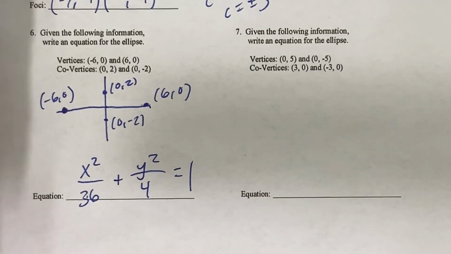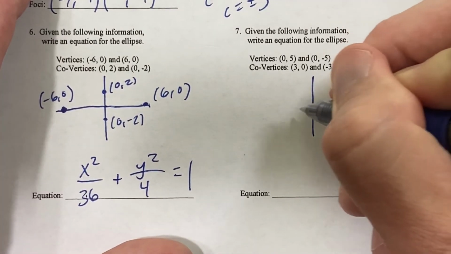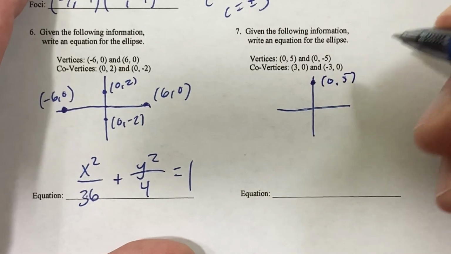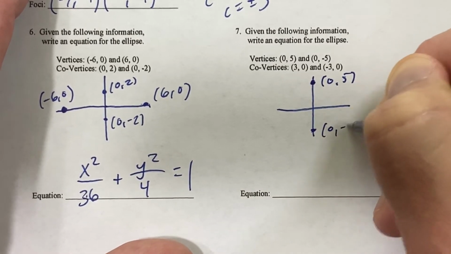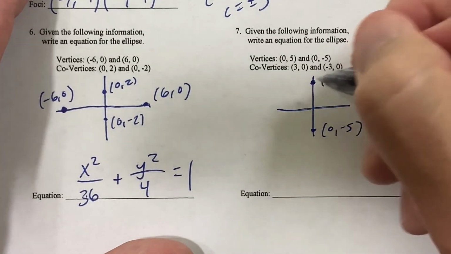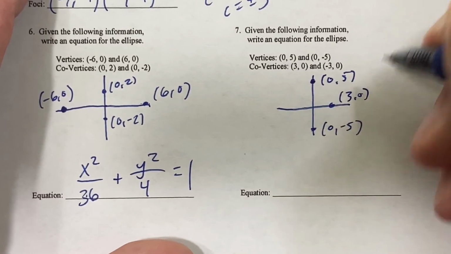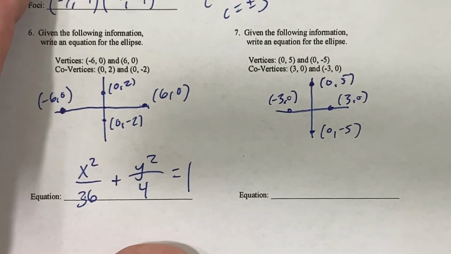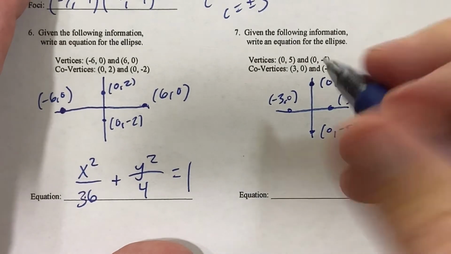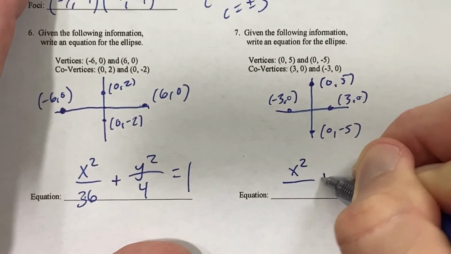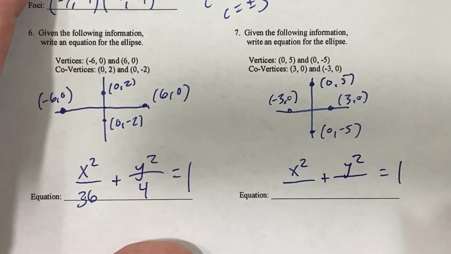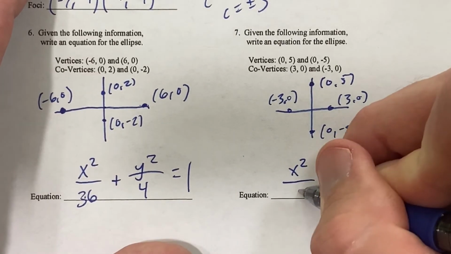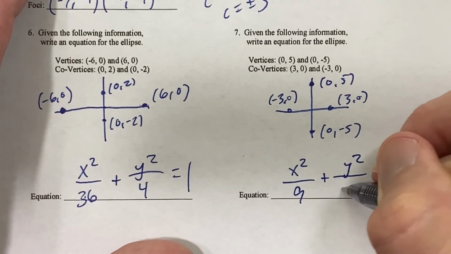And similarly on this one, let's graph it. So I've got 0, 5 up here and 0, -5, and 3, 0, and -3, 0. And once again, it's centered at 0, 0. And left and right, we went 3, so that would be 9, up and down 5, so this is 25.